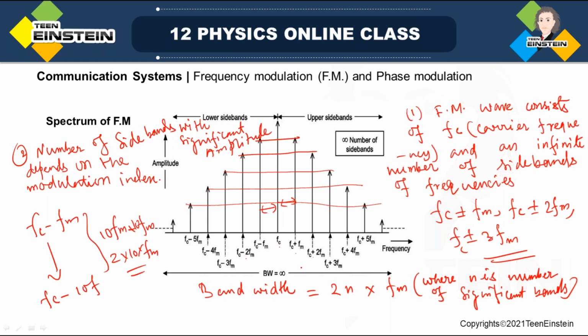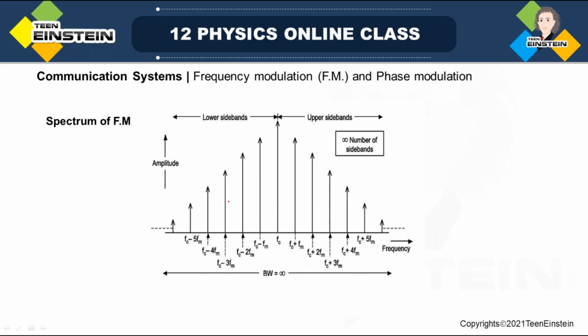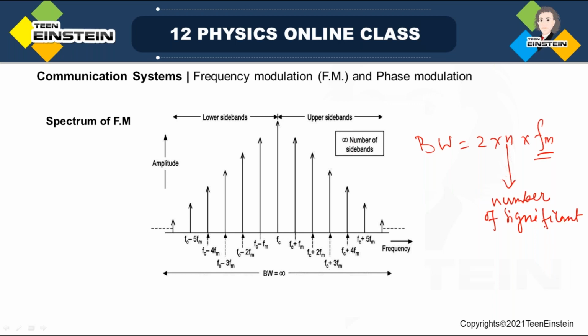I'll just repeat this. See, N is the number of significant bands. Let me erase this. BW, let me write bandwidth. BW is equal to 2 into N into FM. FM is the frequency of the modulating wave. N is the number of significant sidebands.